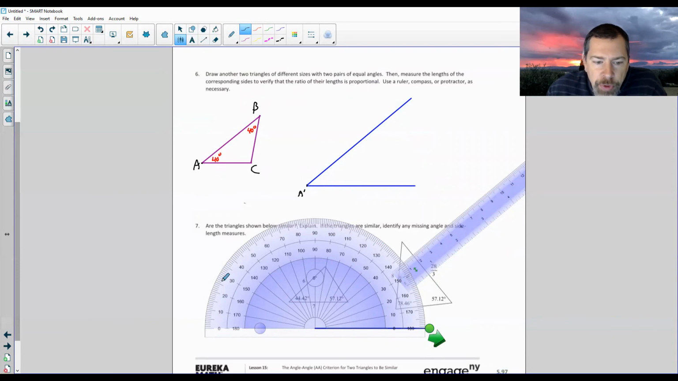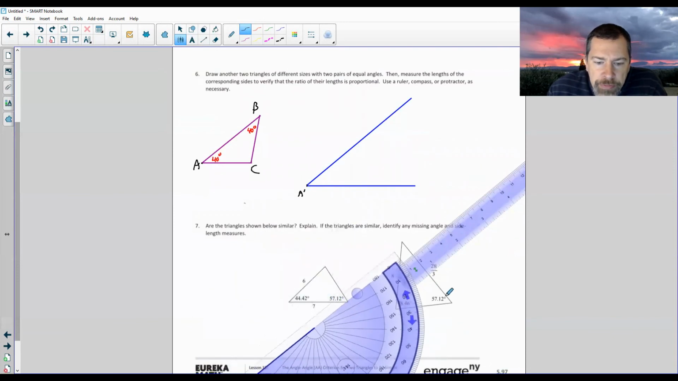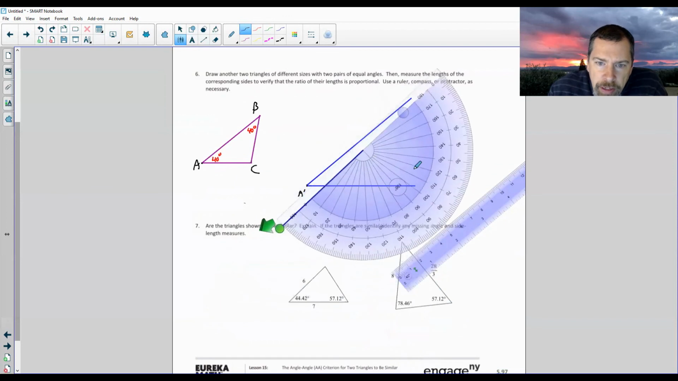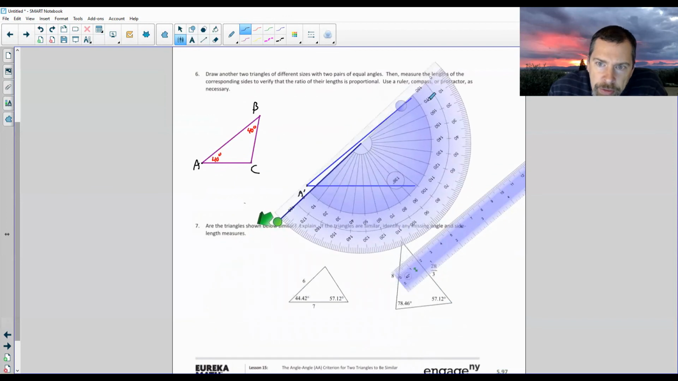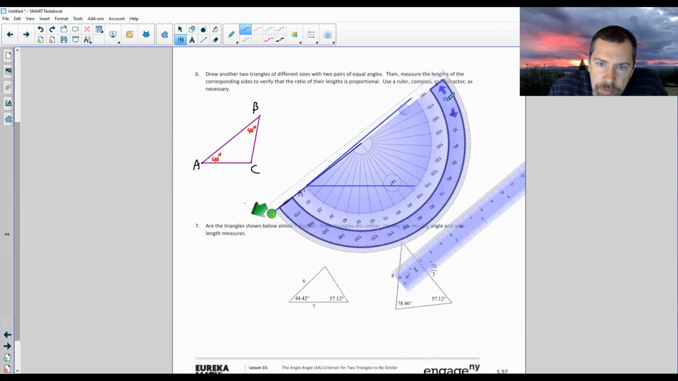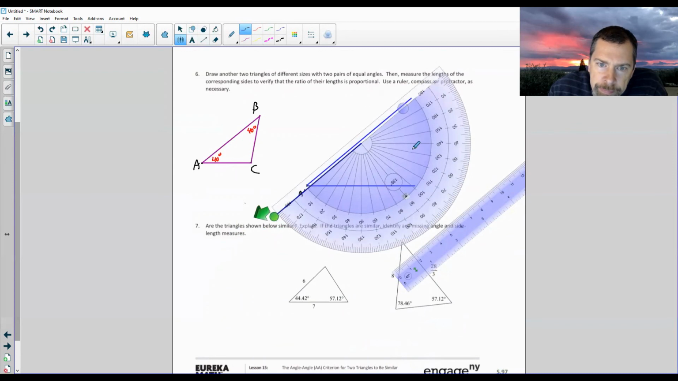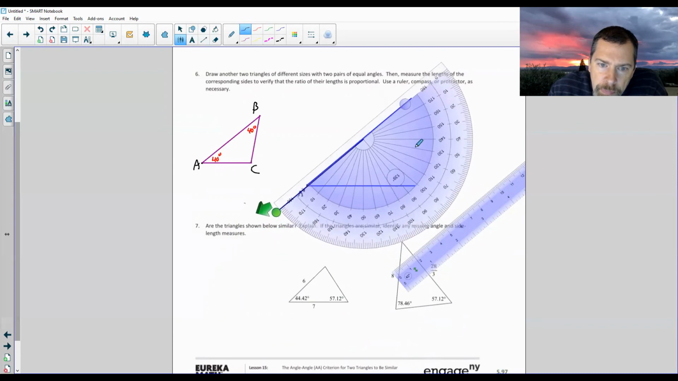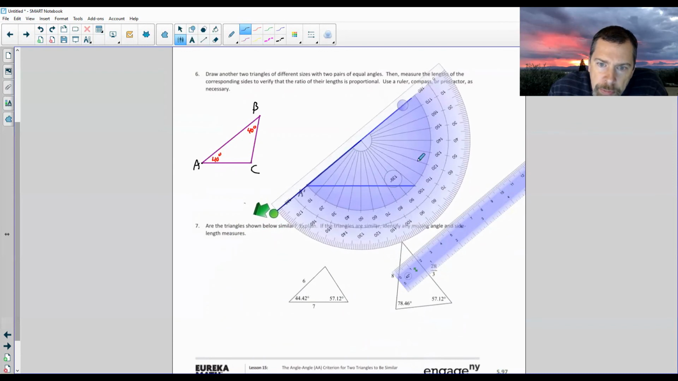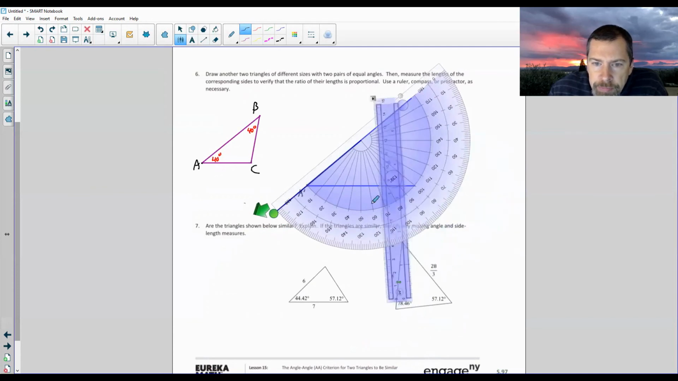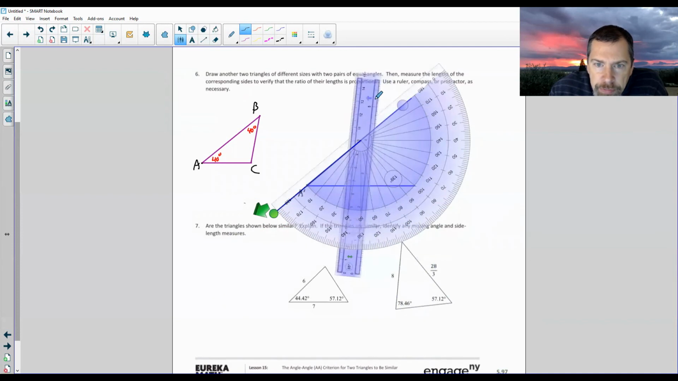Okay, so then I'm going to rotate my protractor. I'm going to put it aligned with this blue line. That looks about right there. And then I'm going to take my ruler and draw a line segment at that 40 degrees.